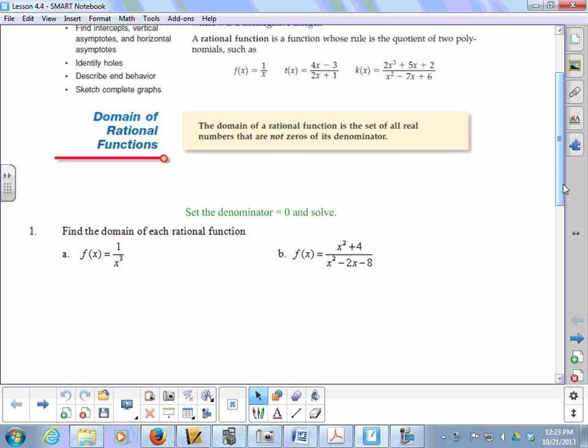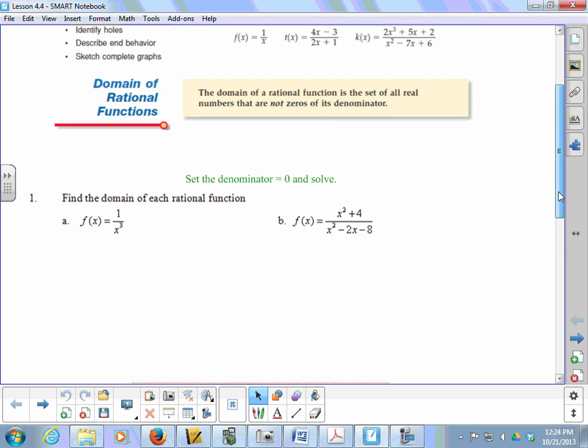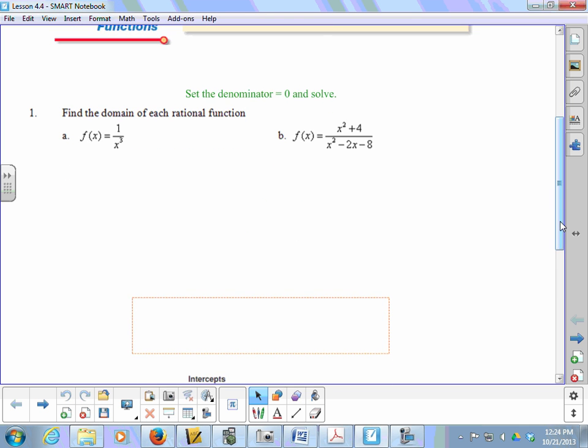To find the domain of rational functions, you have to find where the function is undefined, and then the domain does not exist there. With rational functions, wherever the denominator is equal to 0, the function is not going to exist. The domain of a rational function is the set of all real numbers that are not zeros of the denominator. So to find the domain, we need to set the denominator equal to 0 and solve.